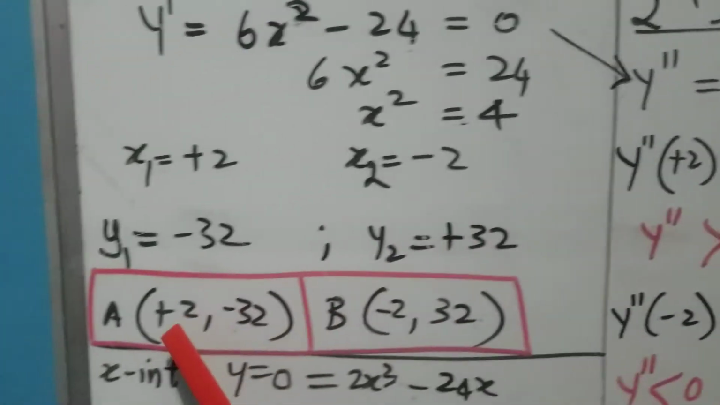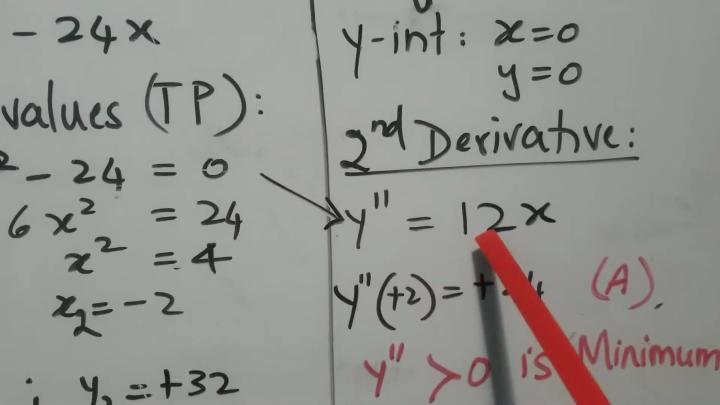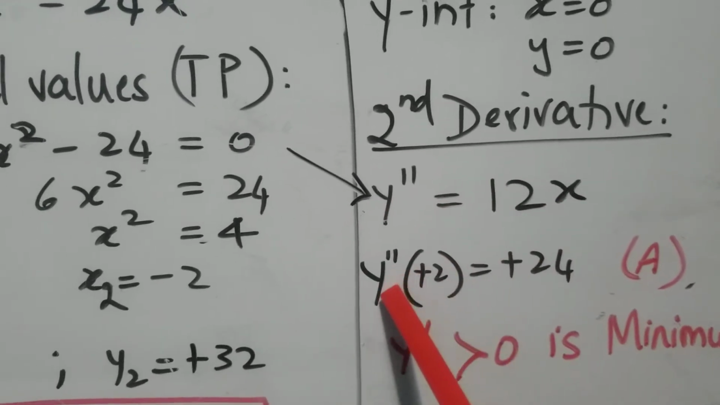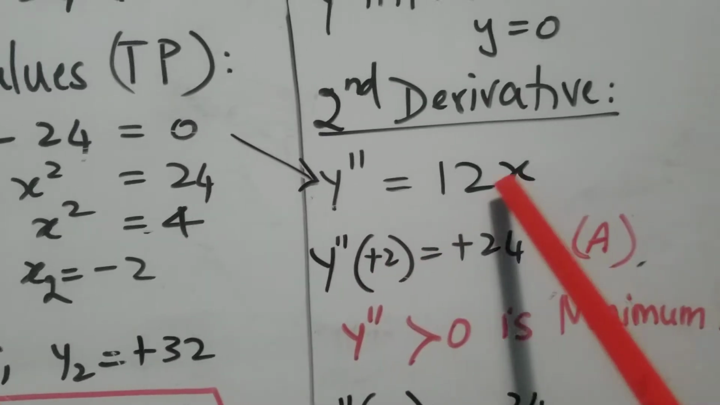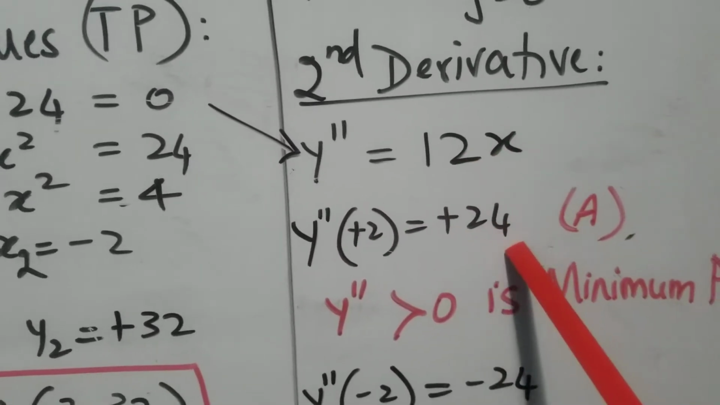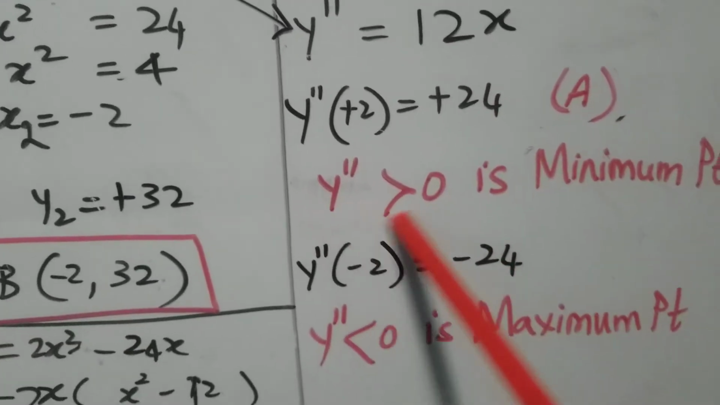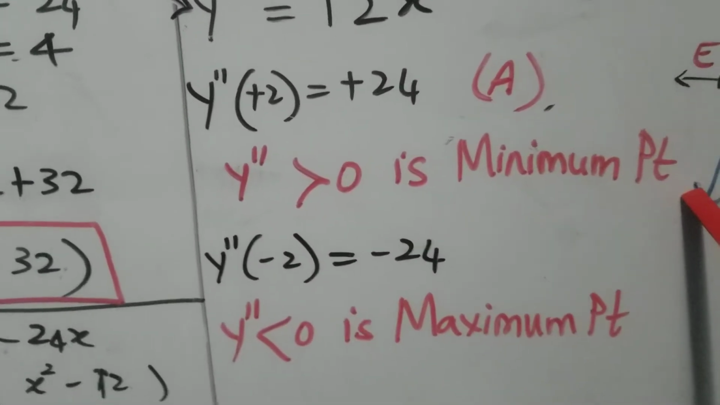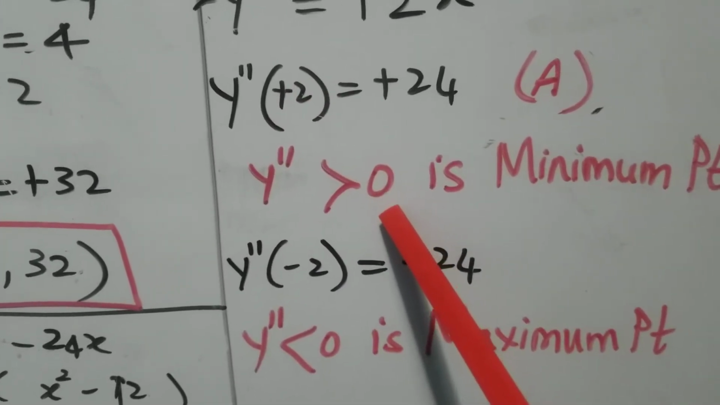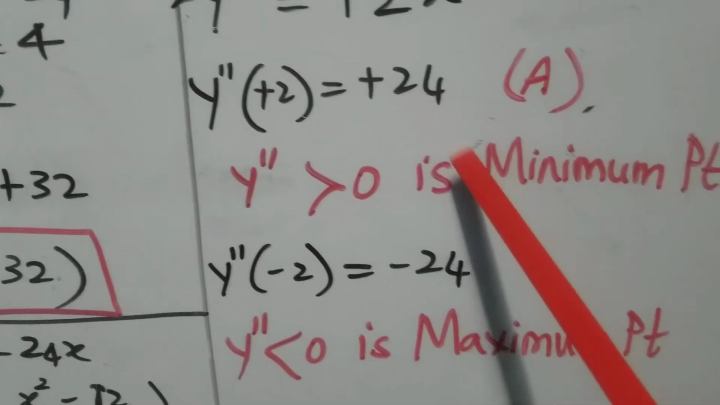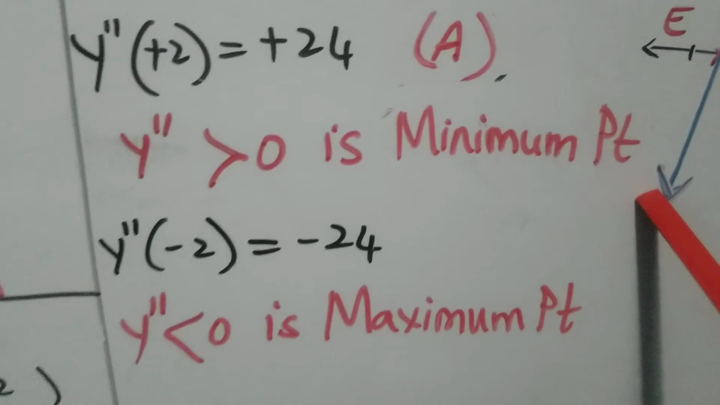So substituting positive 2 from one of the turning points into the second derivative, we're finding y double dash at x equals positive 2. So 12 times positive 2 is positive 24. And the condition for a maximum or minimum is that when the second derivative is greater than 0, or positive, then it's the minimum point. So the turning point A is in fact the minimum point.